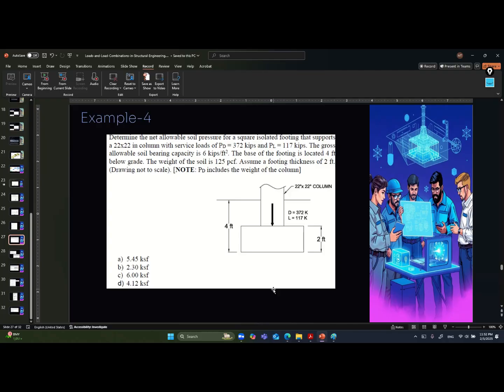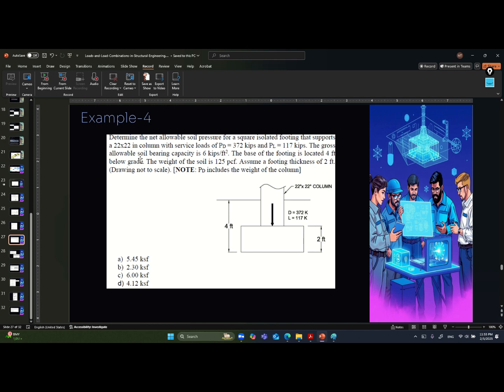Okay. The idea of the fourth example is that he gives you extra data. Okay, let us read it. So he tells you that he needs the net allowable soil pressure for a square isolated footing that supports a column of 22 multiplied by 22 inches. The service dead load is this, and the live load is that.